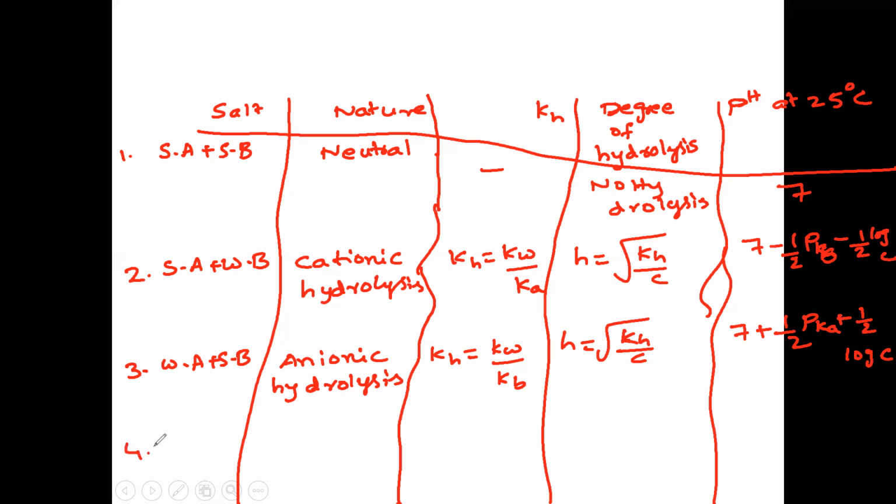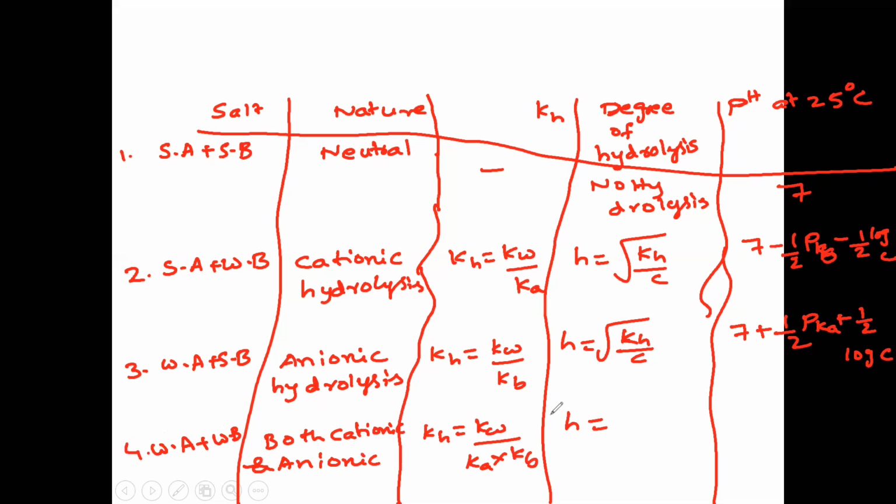And fourth type, weak acid plus weak base. Both cationic and anionic hydrolysis. For this type of salt, KH is equal to Kw by Ka into Kb. And degree of hydrolysis h is equal to root of KH only, no C. And for this type of salt, how to calculate pH? 7 plus half pKa minus half pKb. That's all.